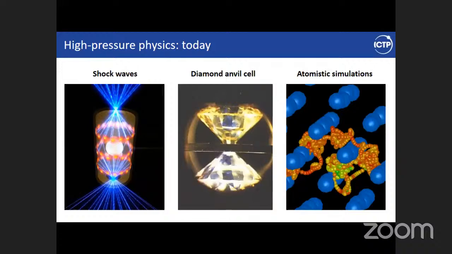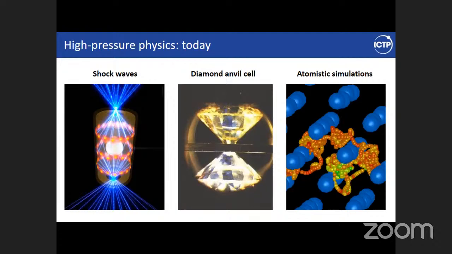Okay, so high pressure physics, of course, since the early days has made a lot of progress. What do we do today? Well, there is a lot of experimental research, especially using shock waves. You send a shock and you try to look at the response of your material. You can use more accurate methods, which are based on the diamond anvil cell device. Essentially, you squeeze your sample between two diamond anvils. Here, the sample is only a few microns thick. It's actually very difficult to probe the sample once it is inside these devices.